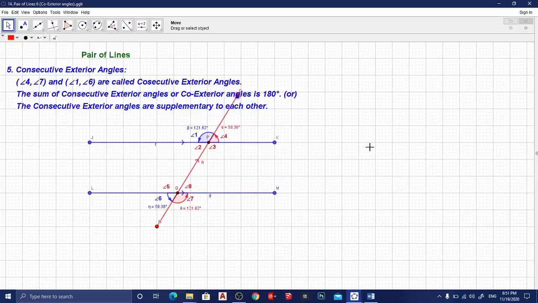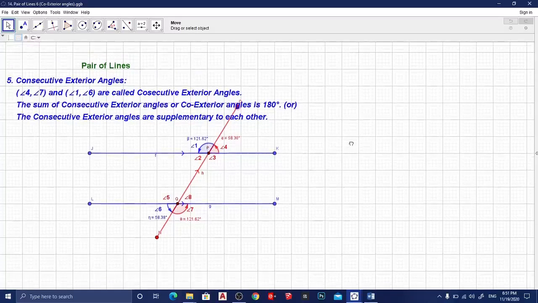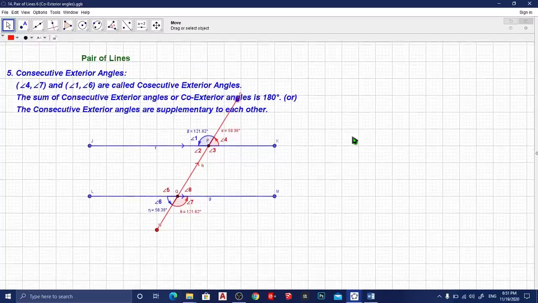Next we are going to learn some problems based on these pairs of lines, the exercise 9b. So up to now I am going to end this session. In the next session I would like to explain the problems in the exercise 9b.